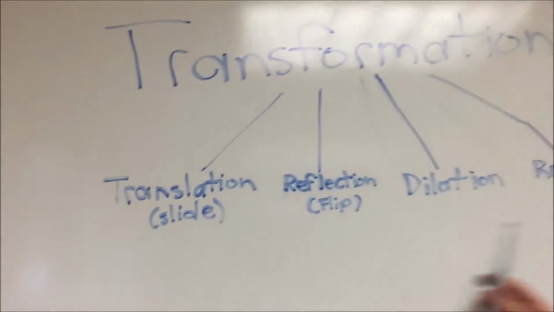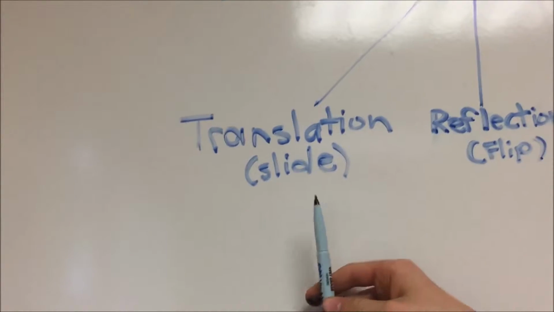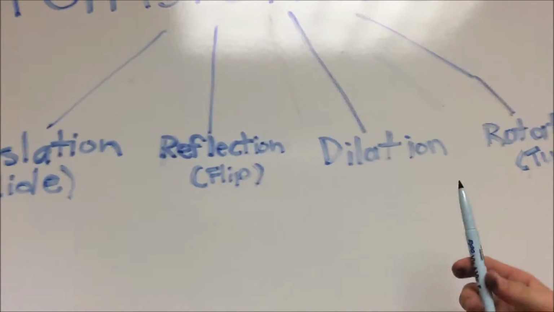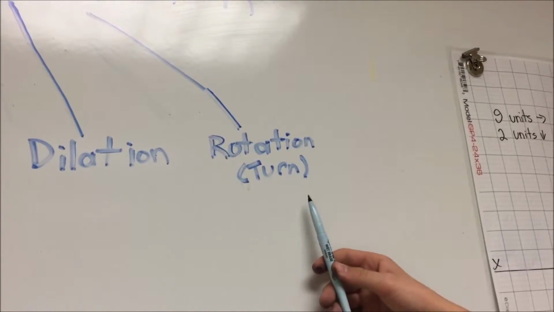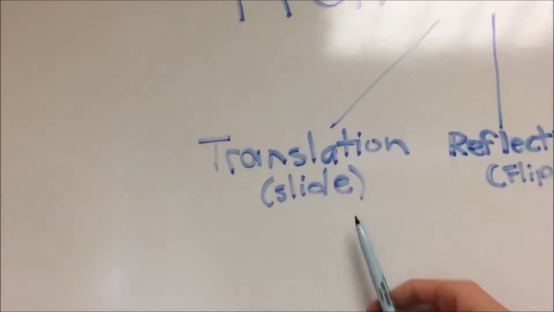Today I'm going to be teaching you about transformations. So there are four types of transformations. We have the translation or the slide, reflection or the flip, dilation or making something bigger or smaller, rotation or turn. First one I'm going to be teaching about is translation.